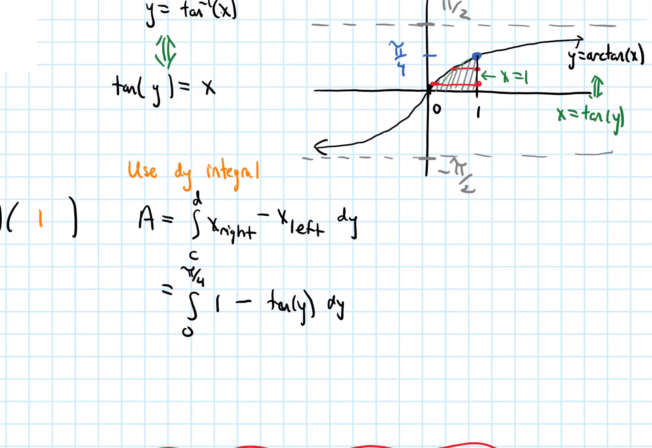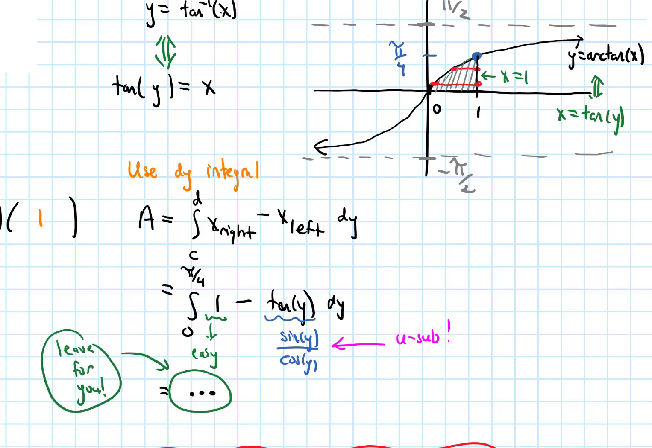From here we're ready to do the antiderivative. For the 1, that's going to be an easy antiderivative. That antiderivative is just y. For tangent of y, we have to rewrite tangent as sine over cosine. And we've actually done this before in a previous video. From here, we would want to do a u sub. But we've done that in a previous video, so I'm not going to do it again. I want to leave this as an exercise for you to work out. So I'll put a dot, dot, dot, that I'm going to leave for you.